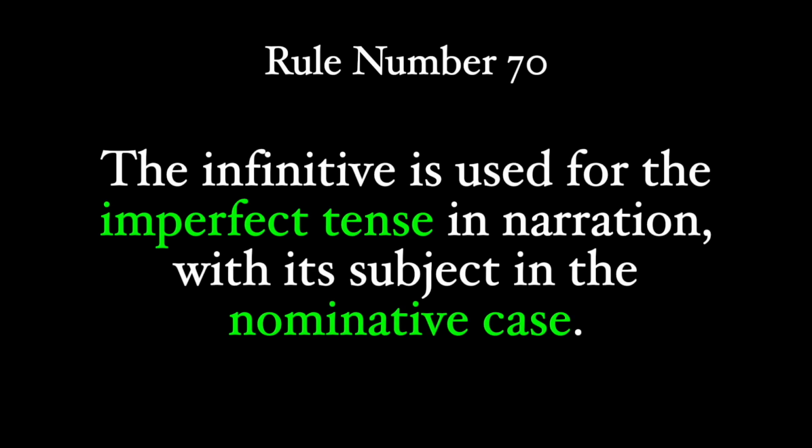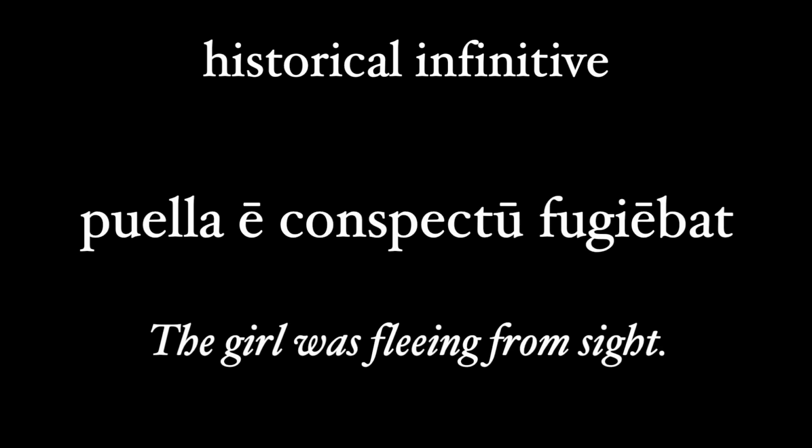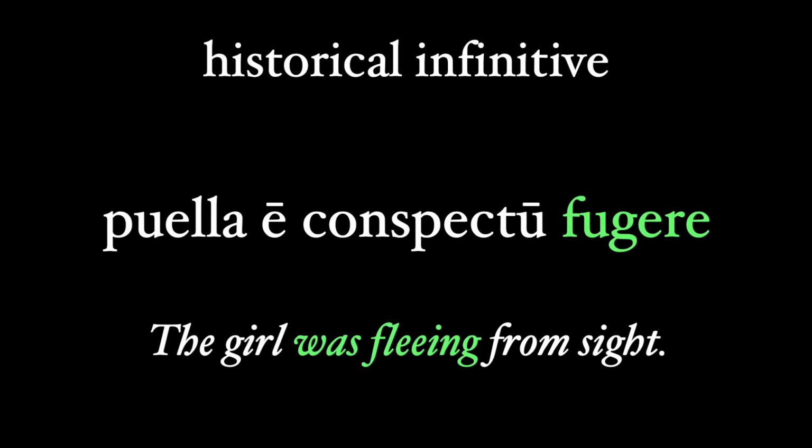Rule number 70. The infinitive is used for the imperfect tense in narration, with its subject in the nominative case. One of the more unusual uses of the infinitive is this so-called historical infinitive. In short, instead of a sentence like Puella e conspectu fugiebat, the girl was fleeing or would flee from sight, where the main verb here is the imperfect fugiebat, we can instead use the infinitive fugere and have the same sort of meaning. Puella e conspectu fugere.